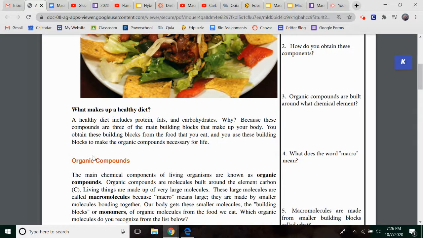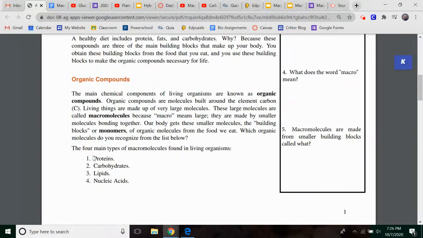What makes up a healthy diet? A healthy diet includes proteins, fats, and carbohydrates. Why? Because these compounds are three of the main building blocks that make up your body. You obtain these building blocks from the food you eat, and you use these building blocks to make organic compounds necessary for life.